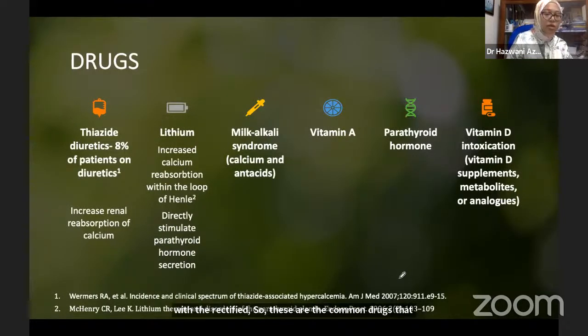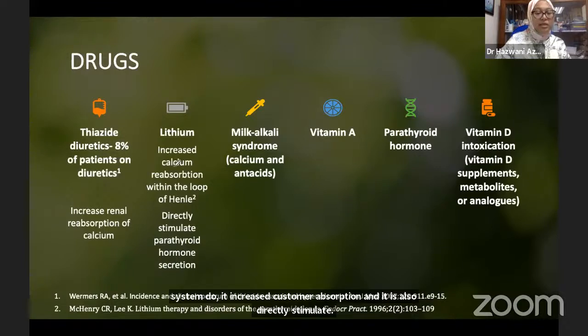It's important for you to rule these out before coming to the next stage of the management. First, thiazide diuretics, where 8% of the patients on these thiazide diuretics are reported to have hypercalcemia. Lithium, what does lithium do? It increases calcium reabsorption, and it also directly stimulates parathyroid hormone secretion. So it is related. Sometimes we consider lithium as a parathyroid hormone related hypercalcemia also.